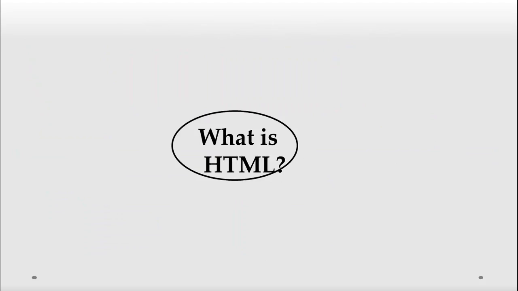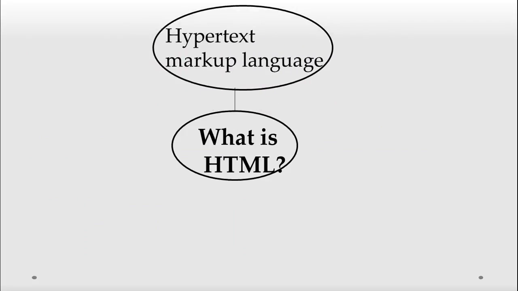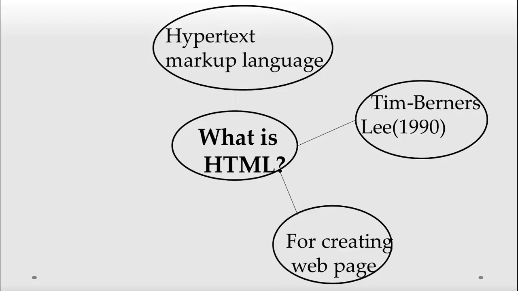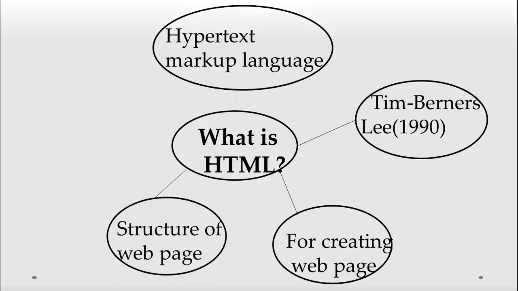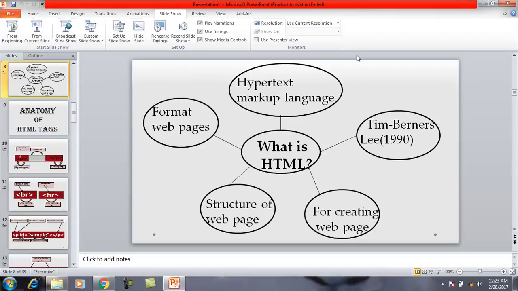Now, what is HTML? HTML stands for Hypertext Markup Language. HTML was first developed by Tim Berners-Lee in 1990. HTML is the standard markup language for creating web pages. HTML describes the structure of web pages using markup. HTML is widely used to format web pages with the help of the different tags available in the HTML language.